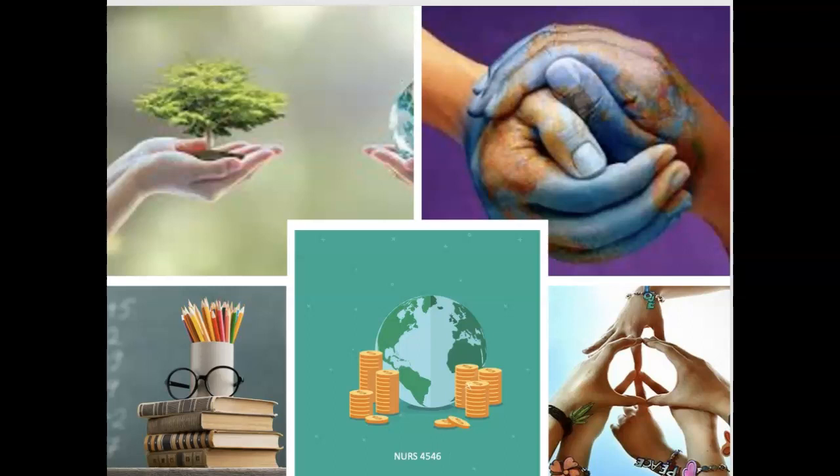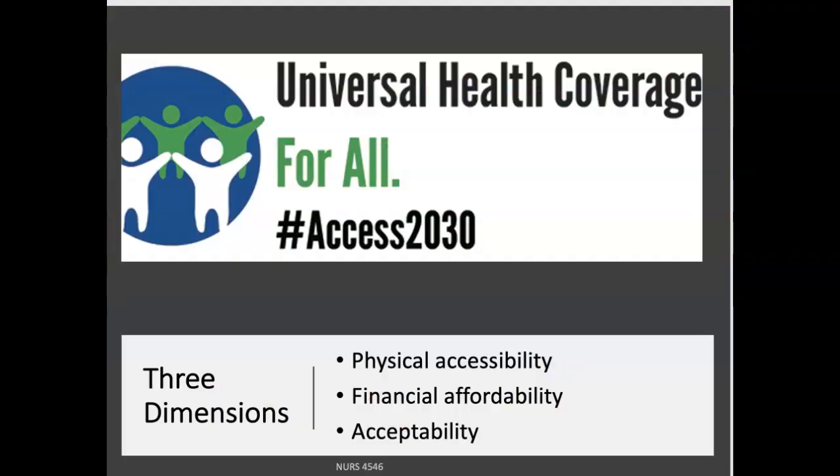Basic human rights, such as access to food and clean water, healthcare, education, a healthy environment, and safety, are universal and should be guaranteed to all people in all nations. Universal access to health care ensures that health services are delivered to all of the world's people without financial risk or hardship. Universal access to health care has 3 dimensions: physical accessibility, financial affordability, and acceptability.